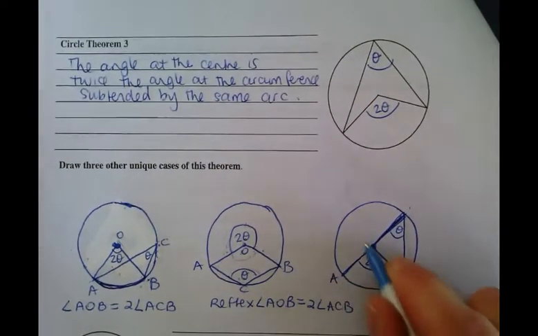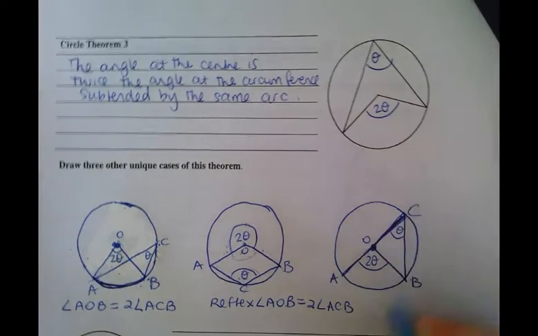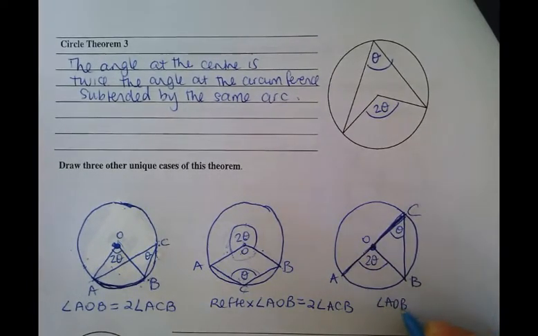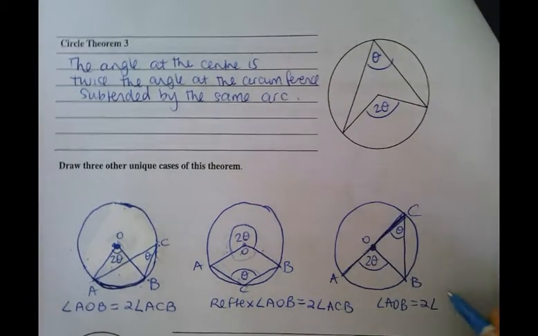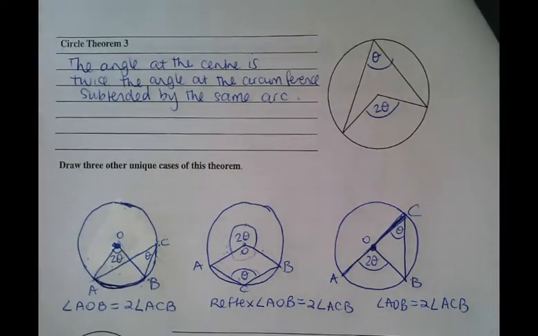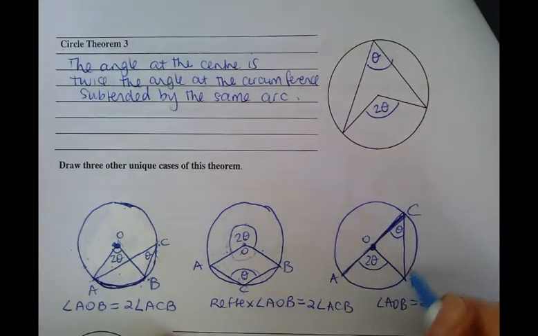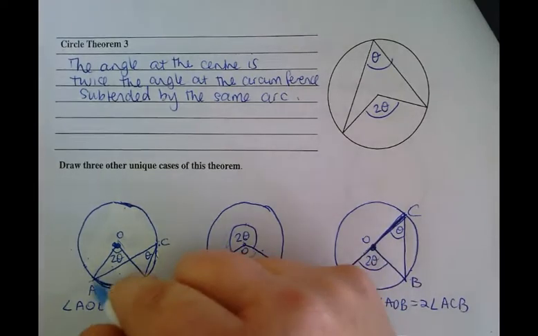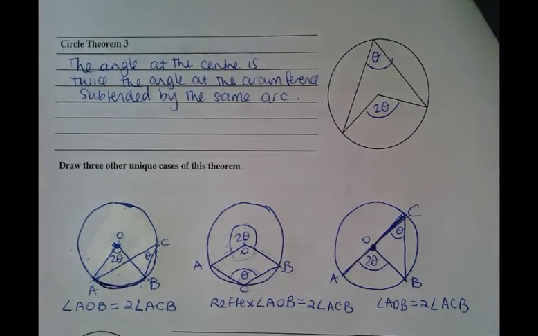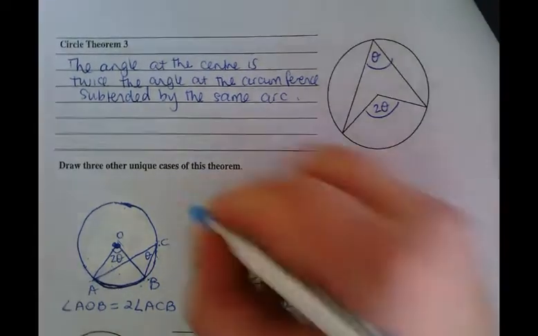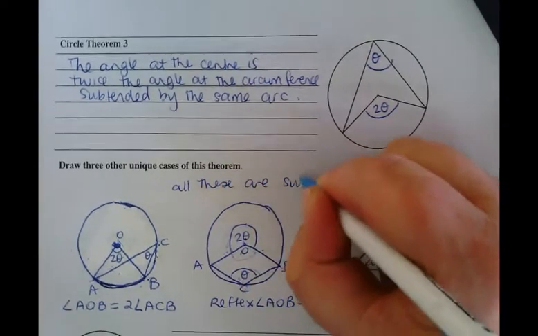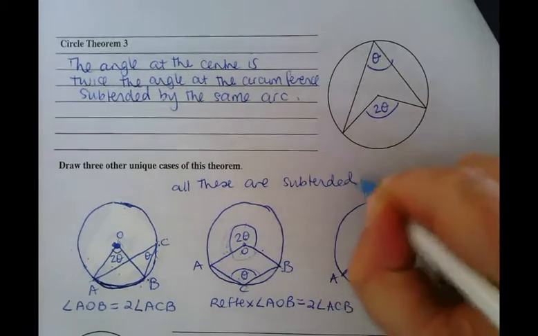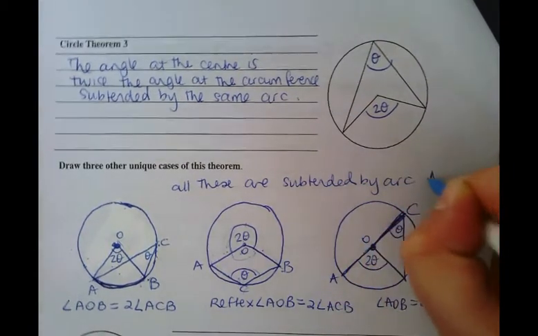And this one again, angle AOB equals 2 times angle ACB. See, they're standing on arc AB. This is standing on arc AB, and that's standing on, or subtended by, arc AB. So all these are subtended by the arc AB.